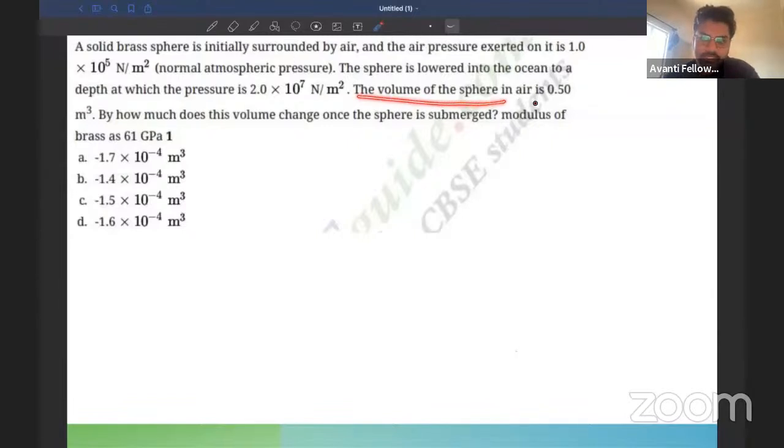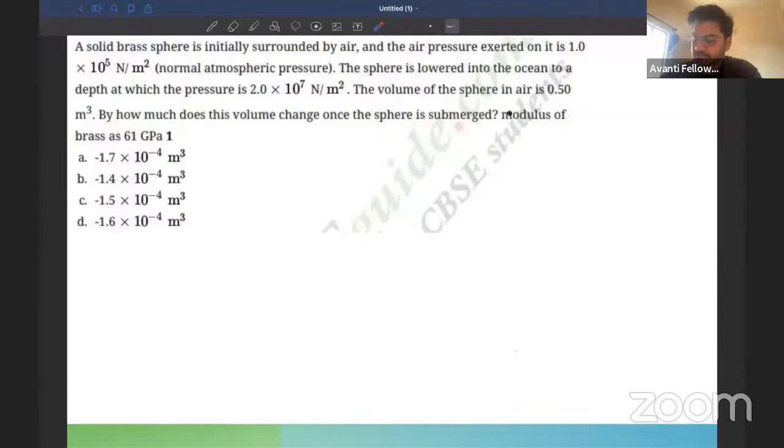The volume of the sphere in air is 0.5 meter cube. By how much does this volume change once the sphere is submerged? So when the sphere goes inside the water, more pressure will be applied by the water, and that sphere will contract. It will experience more pressure and will contract. So by how much does this volume change once the sphere is submerged? The modulus of brass is 61 GPa. So modulus is given, basically it is bulk modulus, right?